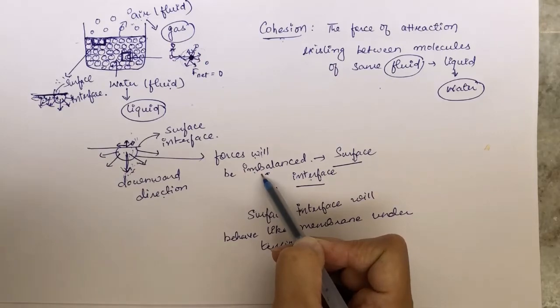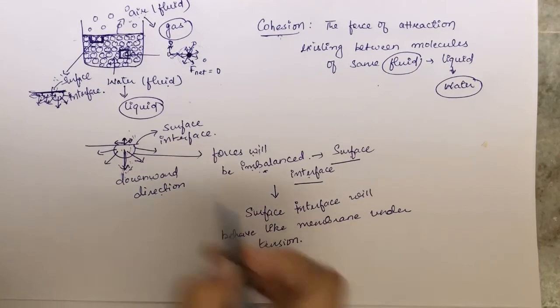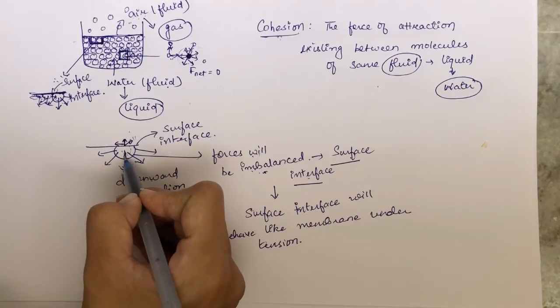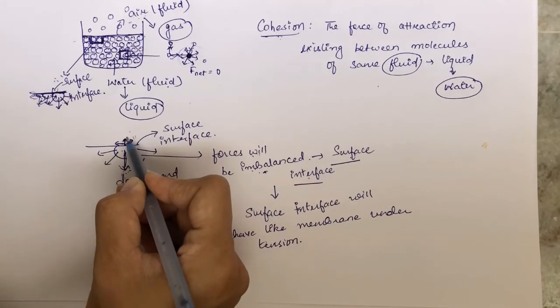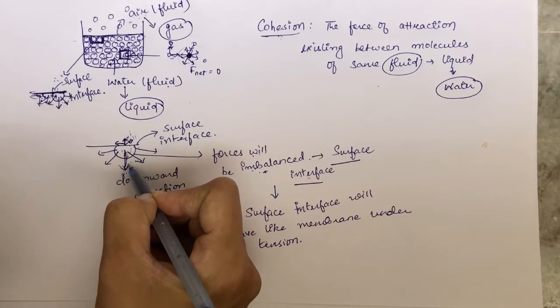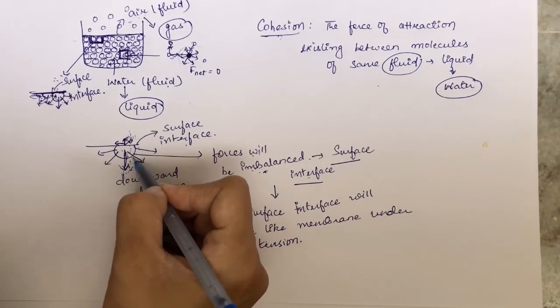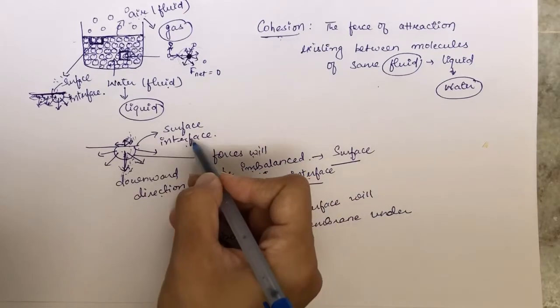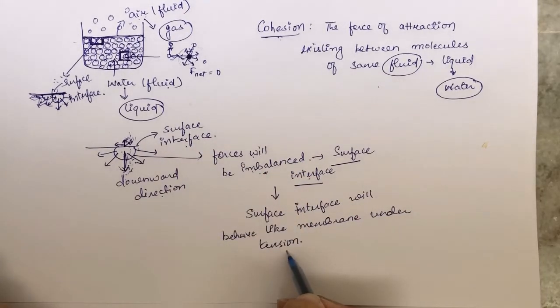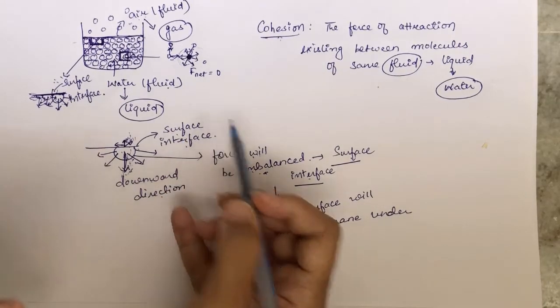Are you getting it? So surface tension is generally defined as the tensile force which is acting at the surface of a liquid when it is in contact with the surface of a gas. Or it is the tensile force which is acting at the surface interface of two immiscible liquids, and at that time the surface interface will behave as a membrane under tension. Because of these unbalanced forces, the surface interface behaves like a membrane under tension, and as a result surface tension will occur.